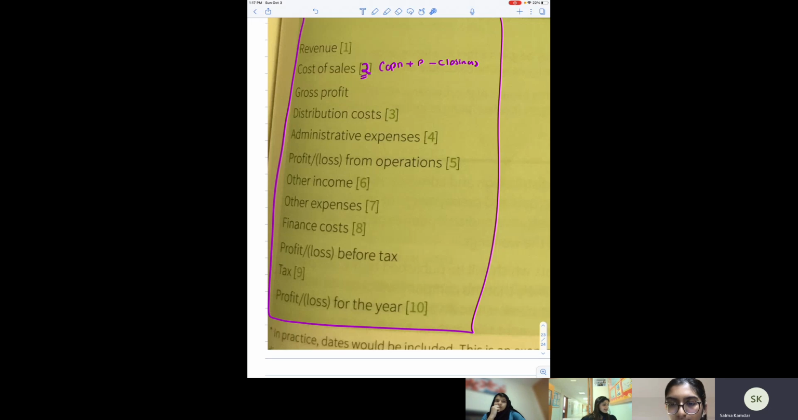Okay. Then from the gross profit, now whatever expenses that you incur, it is classified into two parts. In fact, it is classified into three parts. One is the distribution costs, other is the administrative expenses, and third is the finance costs. Please look over here. Distribution costs, finance costs, administrative expenses. Can you tell me the difference between these things?